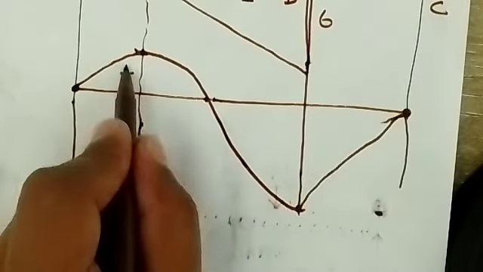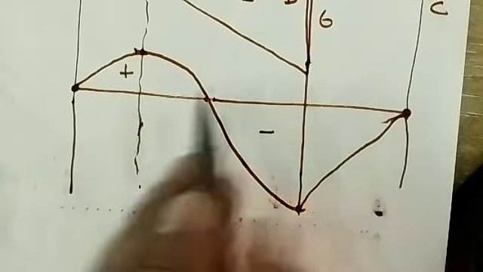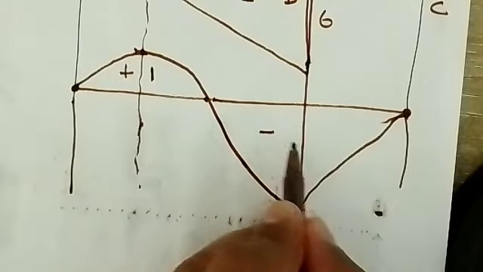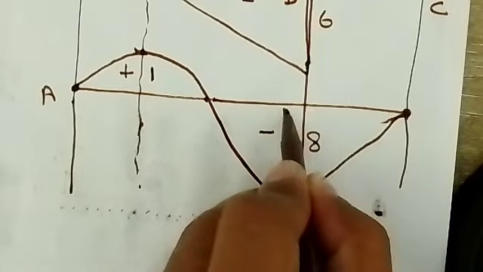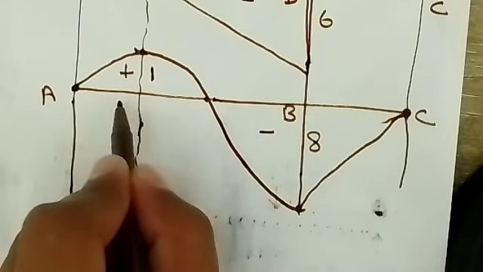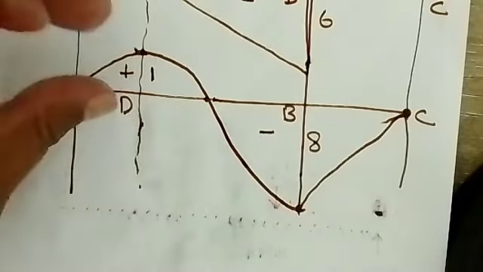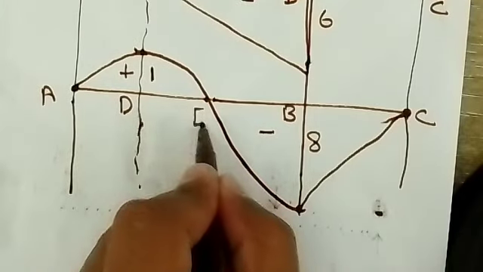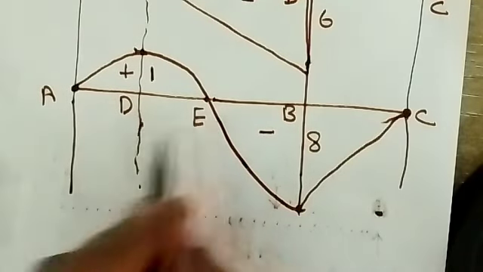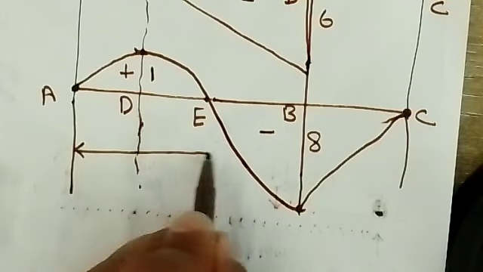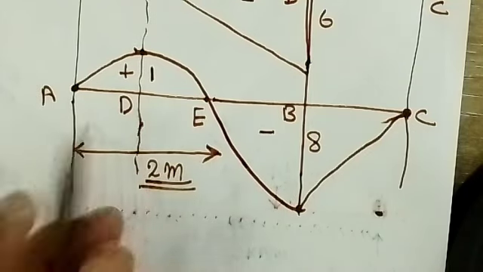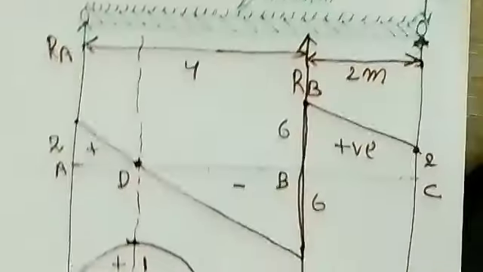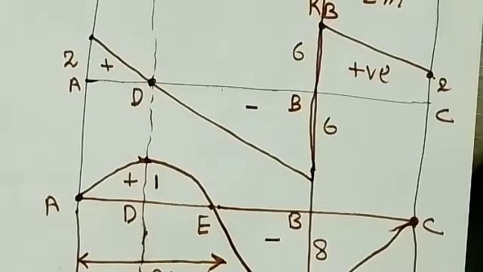So now this is positive, negative and negative. This is the 1 and this is the 8. Here is A, your B, C, D, where the bending moment is maximum, and let's say this is E, where the bending moment is 0. So this is your point of contraflexure, right? The point of contraflexure we got is 2 meter, right? So this is how you can draw the shear force and bending moment diagram.